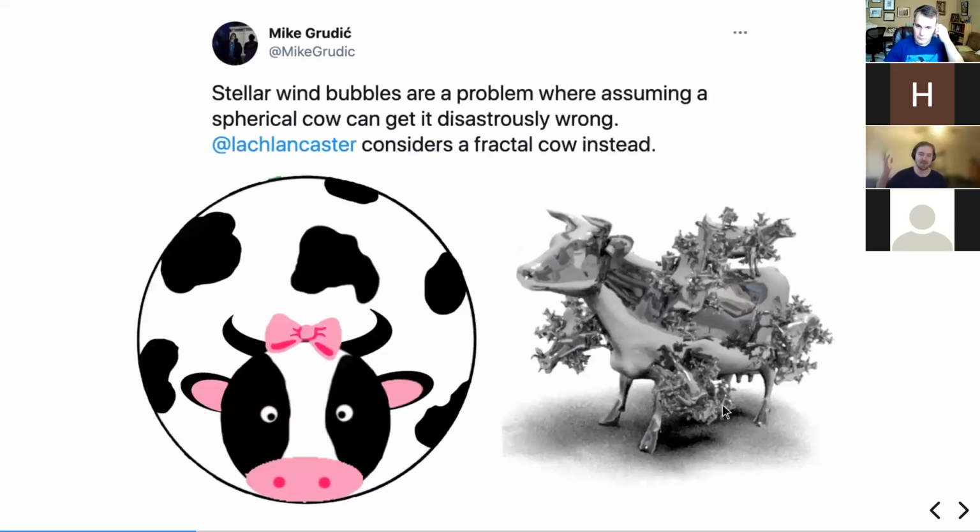So what happens when you do that? Before I talk about the consequences of this, when these papers first came out, Mike Rudich tweeted something, and I really like his description of the old model as the spherical cow and this new model as a fractal cow. I'll get to what I mean by a fractal cow. I found a picture of a fractal cow, which is kind of nightmarish, but I thought it was cool and I should include it in this as well. So that's the difference.